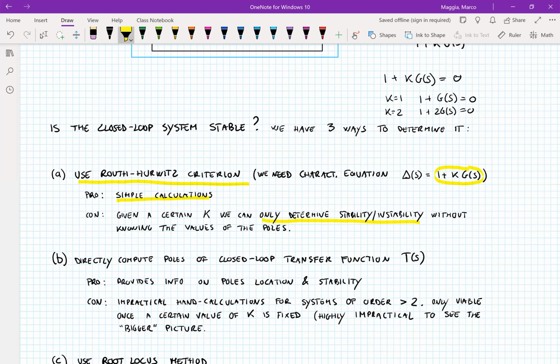So the other option would just be to pick a value of k and directly compute the poles of the closed loop transfer function, and that is option B. Obviously, here the pro is that you have direct information about the poles. So you know where the poles are, and it is straightforward to know the stability of the system.